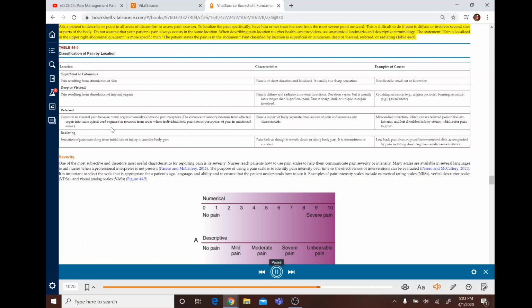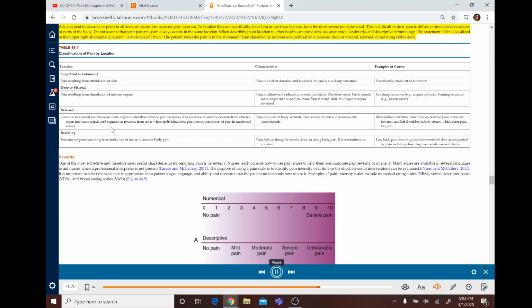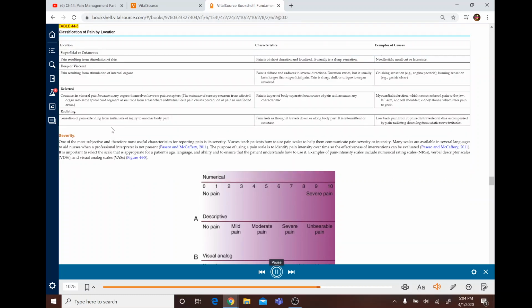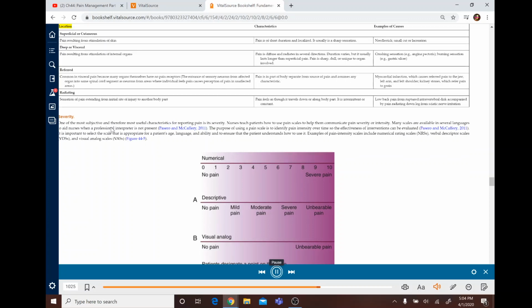Do not assume that your patient's pain always occurs in the same location. When describing pain location to other healthcare providers, use anatomical landmarks and descriptive terminology. The statement "pain is localized in the upper right abdominal quadrant" is more specific than "the patient states the pain is in the abdomen." Pain classified by location is superficial or cutaneous, deep or visceral, referred, or radiating. Table 44-5. Classification of pain by location.